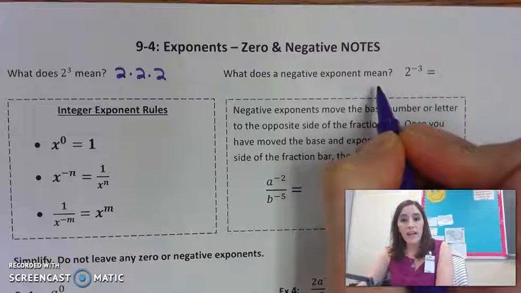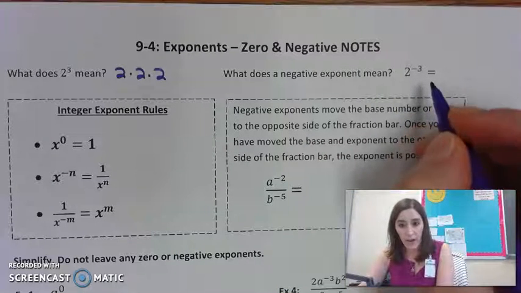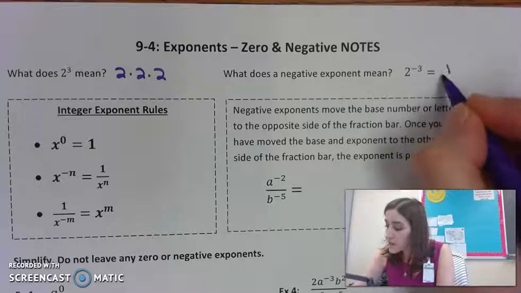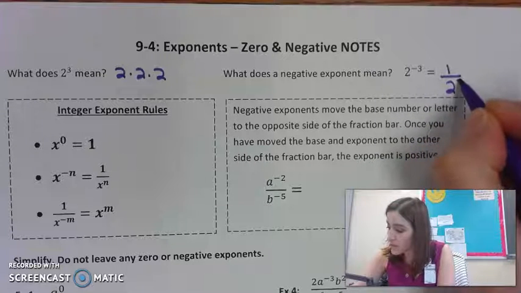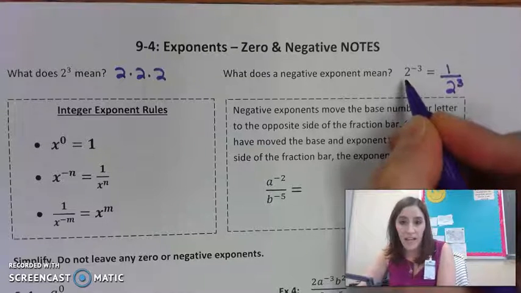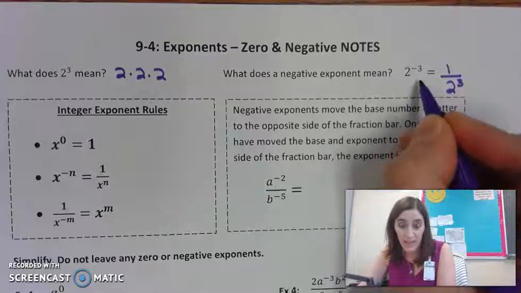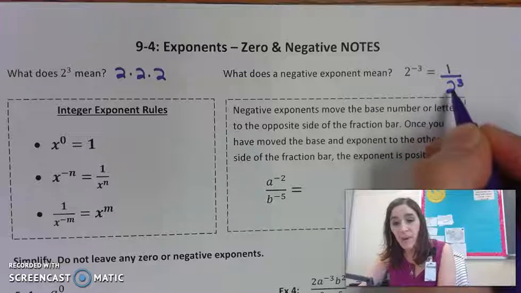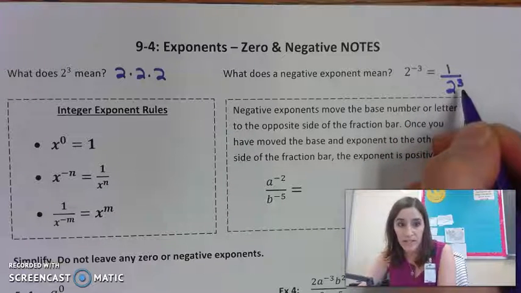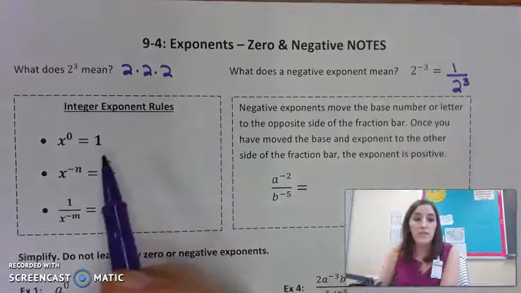Well, whenever you've got a negative exponent like that, what it does is it changes sides of the fraction bar. So this actually turns into 1 over 2 to the third power. Whenever it doesn't have a fraction bar at all, that means it's at the top. So that's why it moved down to the bottom of a fraction bar and it became a positive 3. So that is what's going on here.